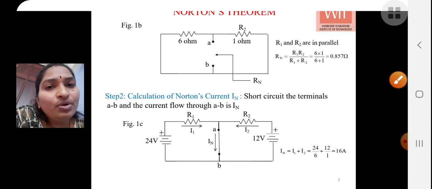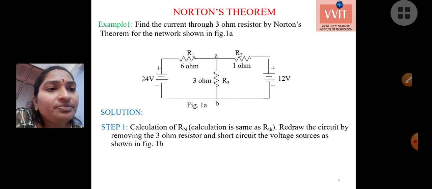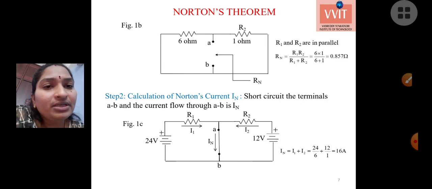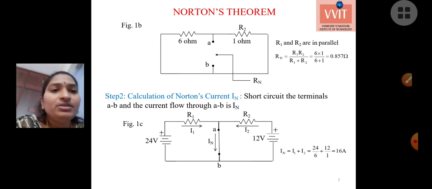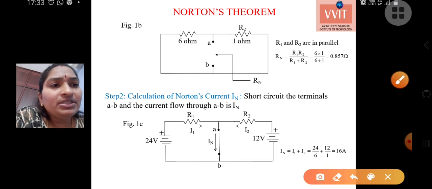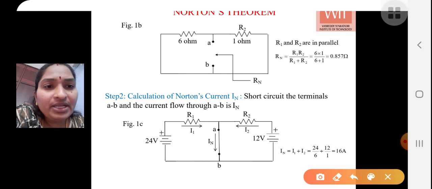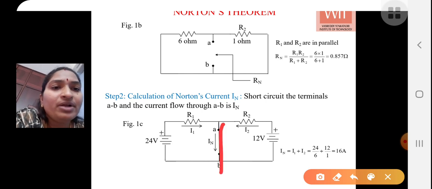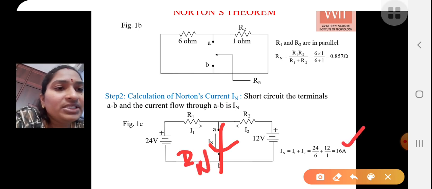Otherwise, we can follow any technique. Here two loops are there, so you can apply loop analysis. By solving those two loops, you can calculate I1 and I2. So using any one of the methods, you can find out the Norton's current. But our intention is to calculate the current flowing through the short circuit path where the load resistance branch is removed. So this is our Norton's current. Now we got this Norton's current as 16 amperes.